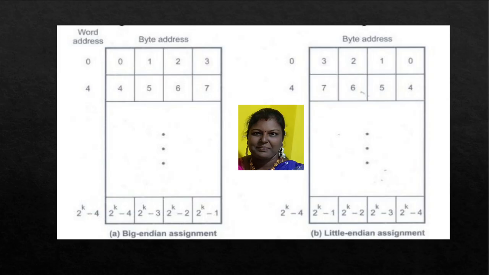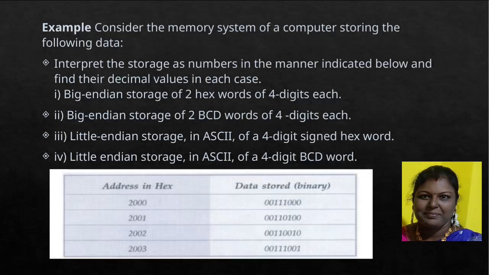Let's take a closer look at how data is stored in a computer's memory, using a few examples. We'll interpret the same set of stored data in different ways to see how the format changes the meaning. First, we'll consider big-endian storage of 2 hex words, each 4 digits long. Then, we'll look at big-endian storage of 2 BCD words. Next, we switch to little-endian storage in ASCII for a signed 4-digit hex word. Finally, we'll examine little-endian storage in ASCII for a 4-digit BCD word. This helps us understand how data interpretation depends on both format and order.